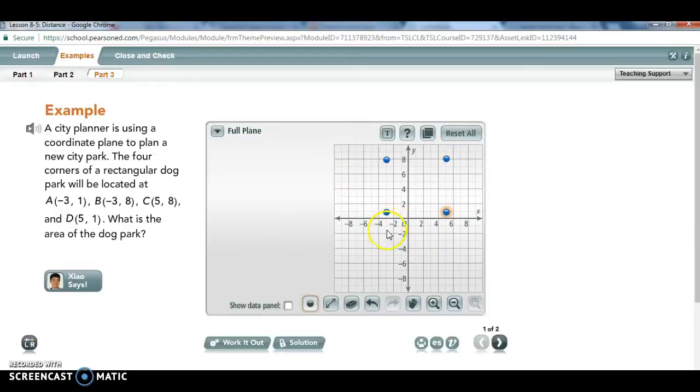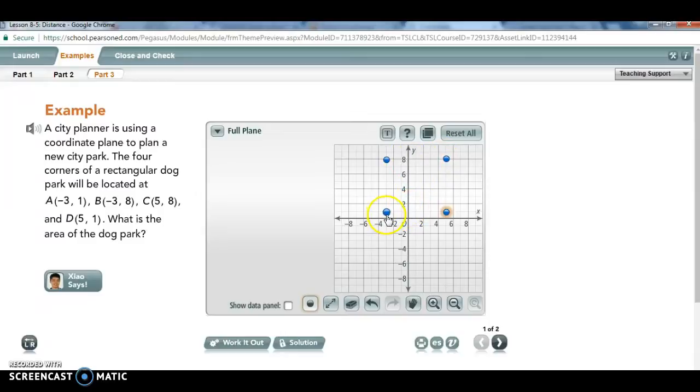So if we have the absolute value of -3, which is 3, and 5, I know that the distance between this point and this point is going to be 8. Or I could count 1, 2, 3, 4, 5, 6, 7, 8. I then need to count up this way. 1, 2, 3, 4, 5, 6, 7. Or we could do 8 minus 1.